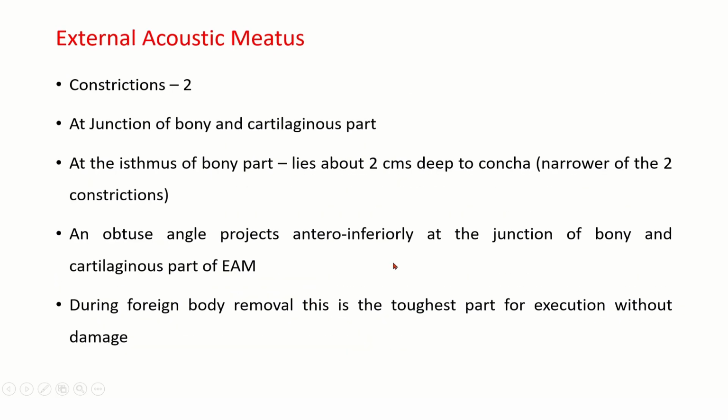There are 2 constrictions in the external acoustic meatus. One is at the junction of the bony and cartilaginous parts. The other is at the isthmus, which is approximately 2 centimeters deep to the concha, which is the narrower of the two constrictions. And there is an obtuse angle which projects anteroinferiorly at the junction of the bony and cartilaginous parts. So this is the most difficult part when we are removing a foreign body from the external acoustic meatus.